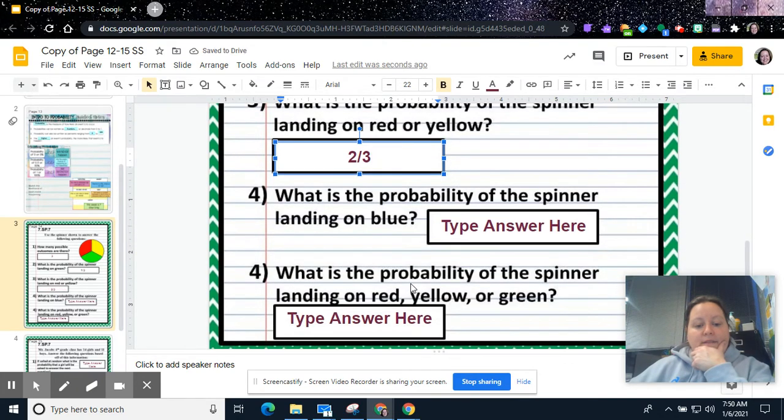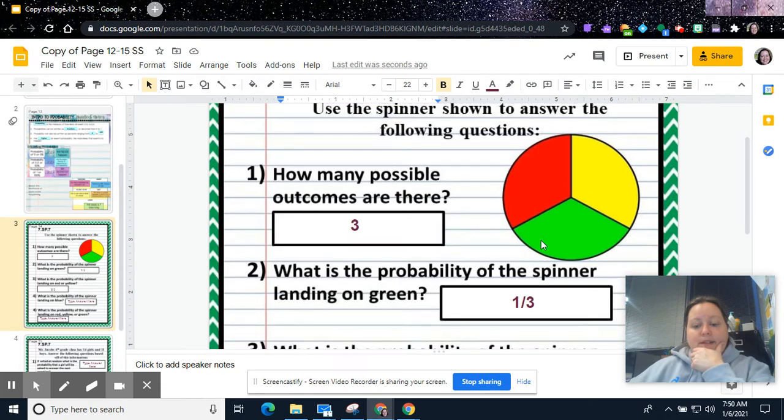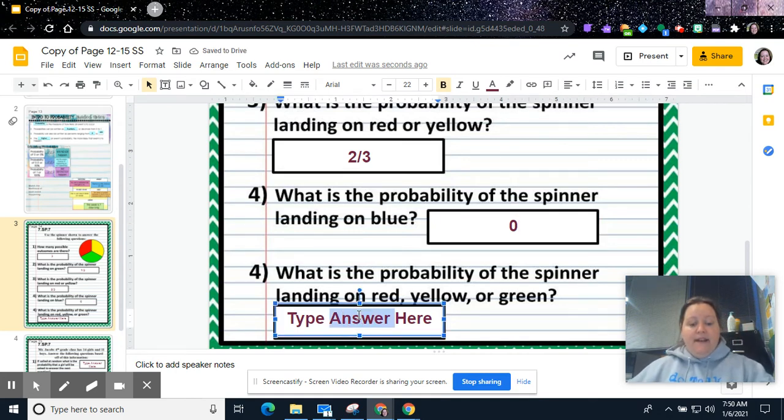What is the probability of a spinner landing on blue? That spinner doesn't have any blue, so that is not going to happen. And what's the probability that it will land on red, yellow, or green? That is either going to be 3 out of 3, which could say 1, or you could say 100%. That's a percent sign. There we go.